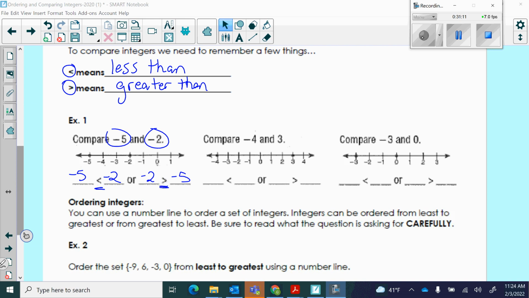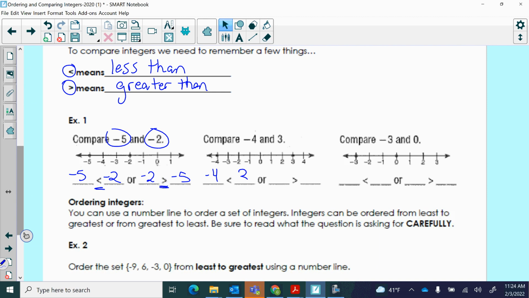-4 and 3. Which one is less than the other? -4 is less than 3. Or 3 is greater than -4. All right, -3 and 0. Which one is less than the other? Or we could say 0 is greater than -3.